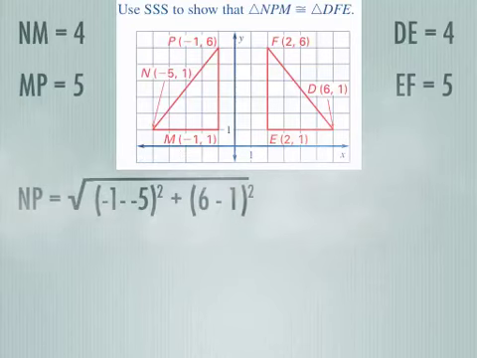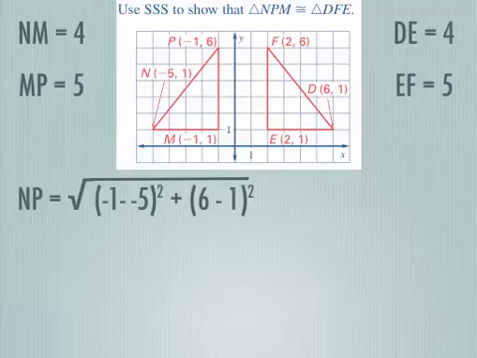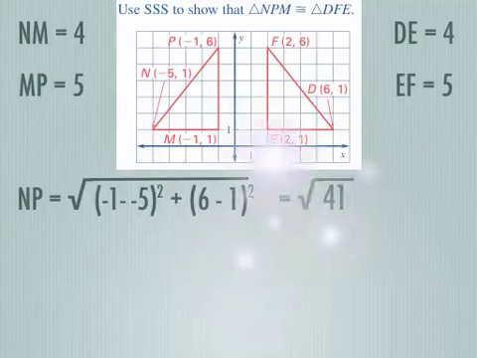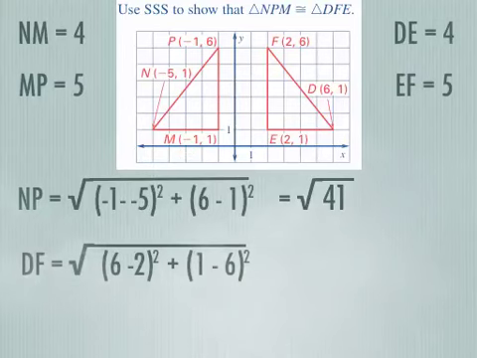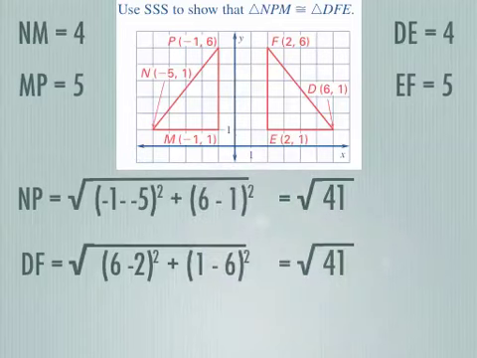So for NP, I would say the square root of (-1 minus -5) squared plus (6 minus 1) squared. When I do that, I find that the length of side NP is the square root of 41 units. I'm going to do the same thing for side FD, or DF. I have the square root of (6 minus 2) squared plus (1 minus 6) squared. 6 minus 2 is 4, and 1 minus 6 is -5. When you square them and add them together, you get the square root of 41.